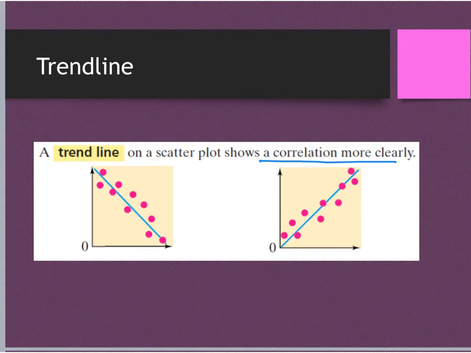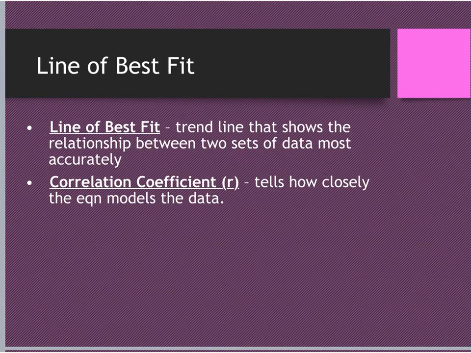I do want you to notice, if you put this line in there, it just kind of helps you see that this set of data is decreasing, this set of data is increasing. That's why we find trend lines. Sometimes you hear the lingo line of best fit, and the line of best fit is nothing more than the trend line that shows the relationship between two sets of data most accurately. So it's placed right in the middle of all the points, or as much in the middle as it can be. A line of best fit truly does need to come from a piece of technology for it to be more exact.